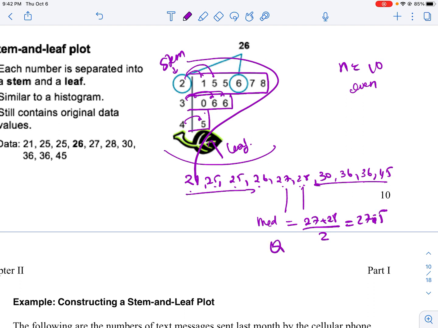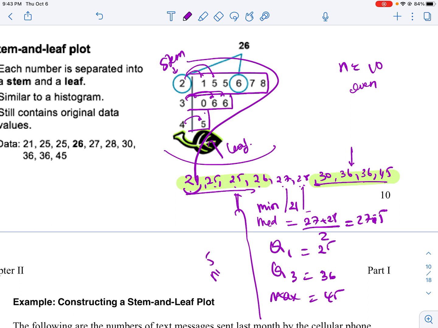My Q1, we already know has to be right here in the middle. What's the middle for me here? 25. Q3 has to be also somewhere here in the middle. What's the middle? 36. Yes. What is my minimum? You can quickly see the minimum, 21. The maximum is 45. So you can quickly get your 5-number summary from here just by looking at your stem and leaf plot.